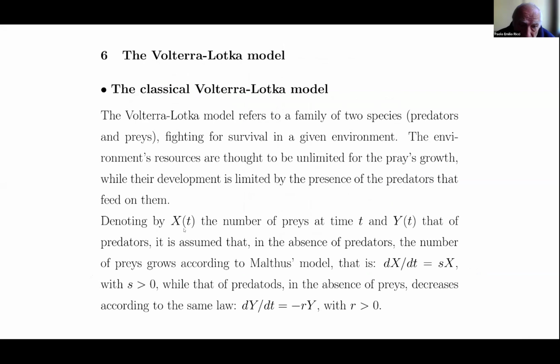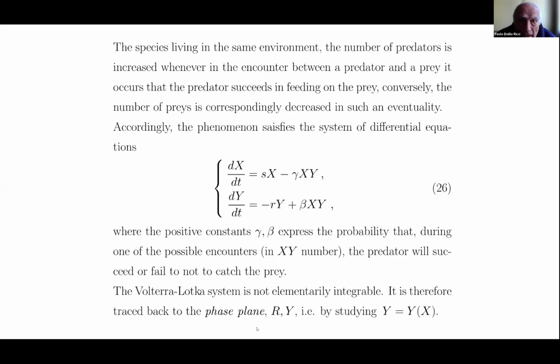Denoted by x of t the number of prey at time t, and y of t that of predators, it is assumed that in the absence of the predator, the number of prey grows according to the Malthus model, while that of predators in the absence of prey decreases according to the same law, with the sign minus in this case.